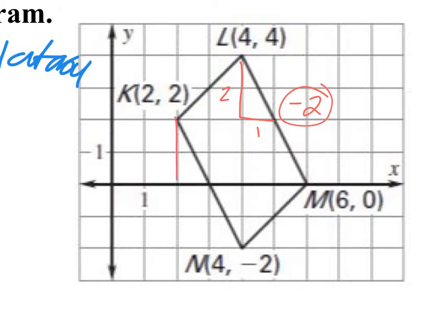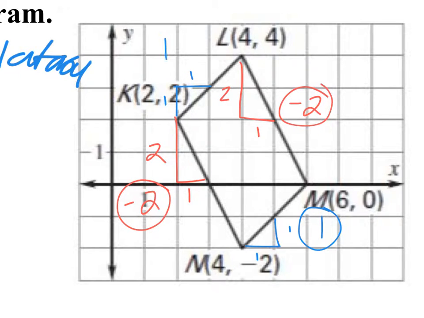And then the other one should be the same if it's a parallelogram. Double check. It goes down 2 over 1. It is also -2. Hooray. That's good, because it has to be in order for it to be a parallelogram. Okay, now we need the slope of the other segments. Looks like that one goes up 1 over 1. So it has a slope of +1. So MN has a slope of 1. Does KL have a slope of 1? Yes, 1 over 1, which is 1.